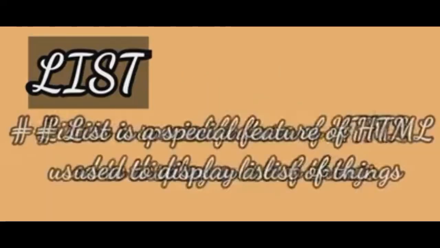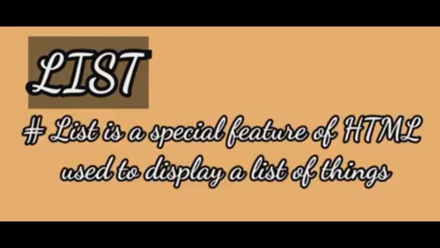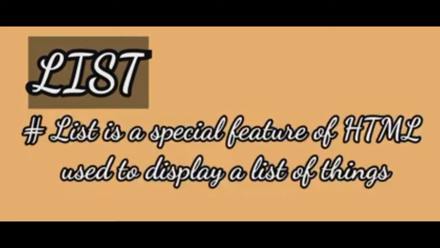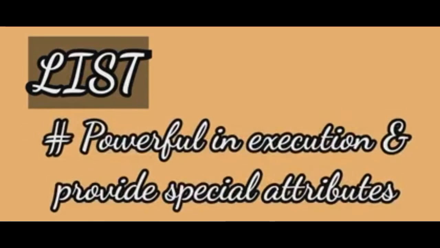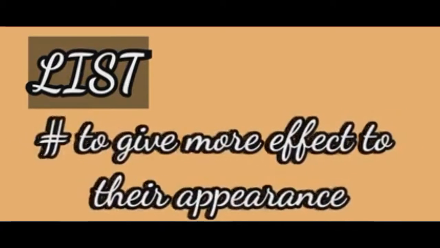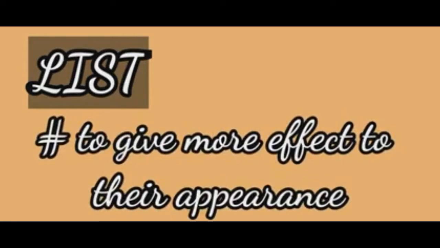In this chapter, let us learn about list, links, tables, frames, and creation of forms. List. List is a special feature of HTML used to display a list of things. They are very powerful in execution and provide special attributes to give more effect to their appearance.